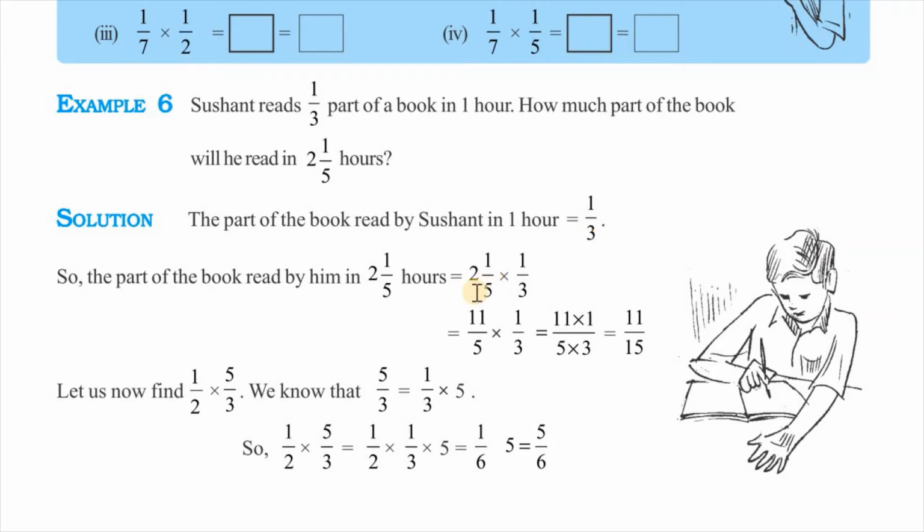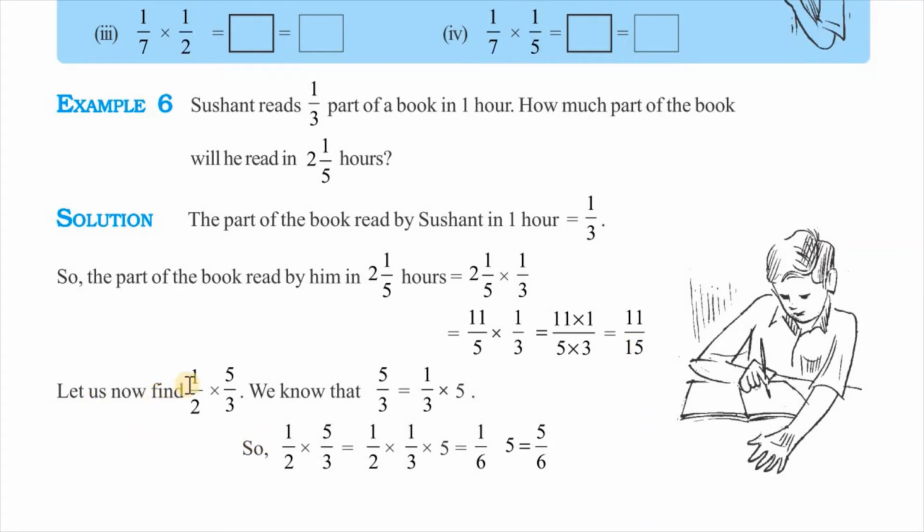However, this is in mixed format, so let's convert it into improper format. And we have 5 2s are 10 plus 1 is 11, 11 by 5. 11 by 5 into 1 by 3 is the answer. How do we find out the value of this? Multiply the numerators, multiply the denominators, you will get 11 by 15.